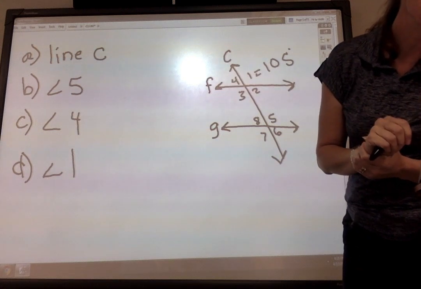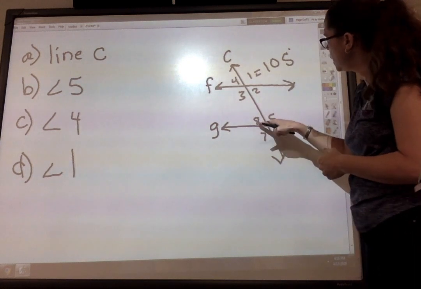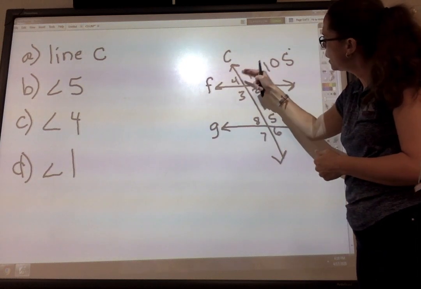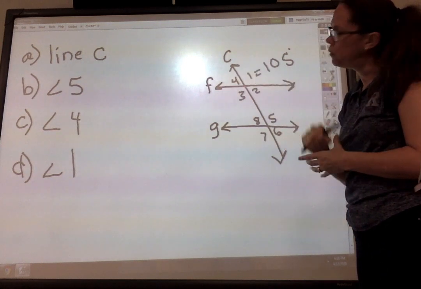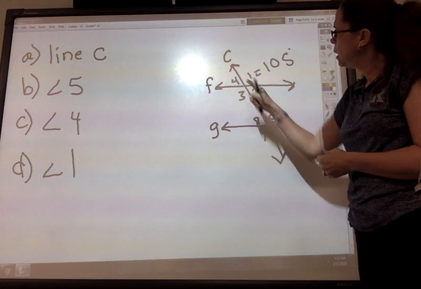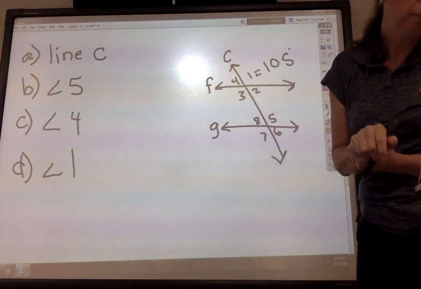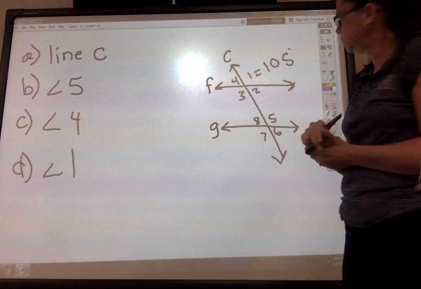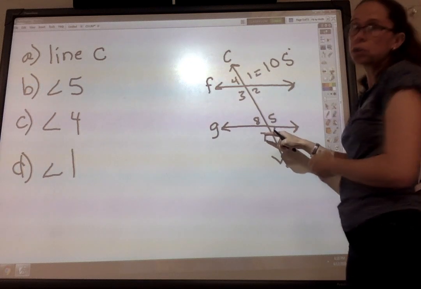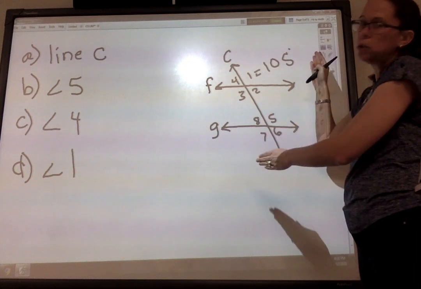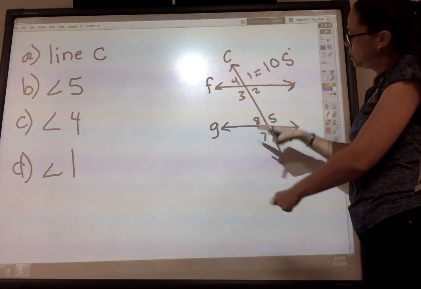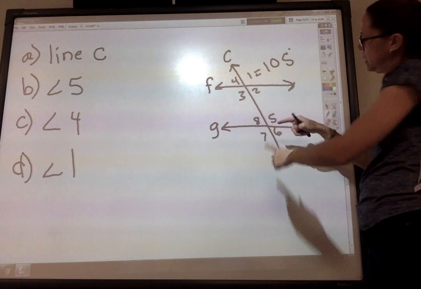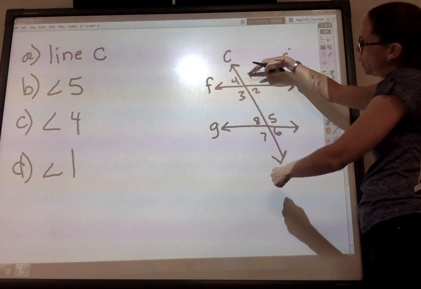C says, which angle corresponds to angle 8? Here's angle 8. It's to the left of the transversal and above the parallel line. So I need angle 4, left of the transversal, above the parallel line. Okay? Angle 4 is the answer to C. D, which angle is an alternate exterior angle to angle 7? I need an alternate exterior angle, so it has to be on the other side of the transversal. It has to be congruent to angle 7, which is obtuse. And it has to be exterior. So you should have chosen angle 1.